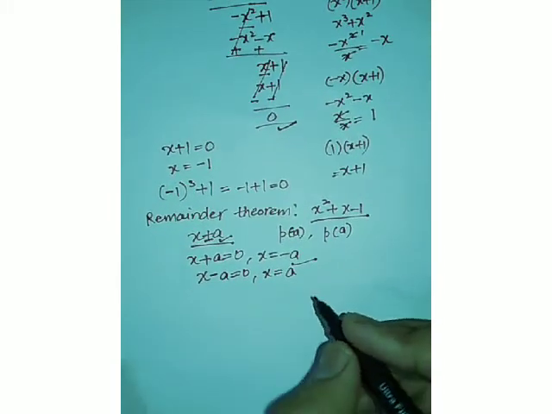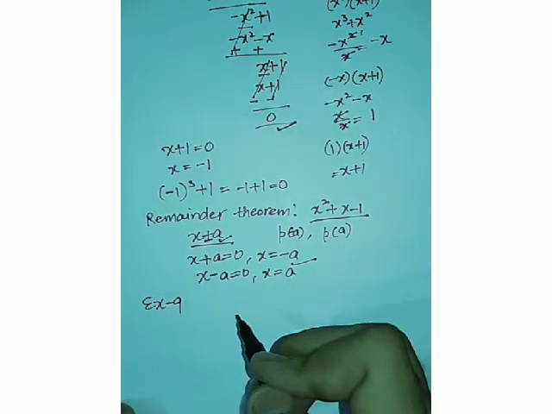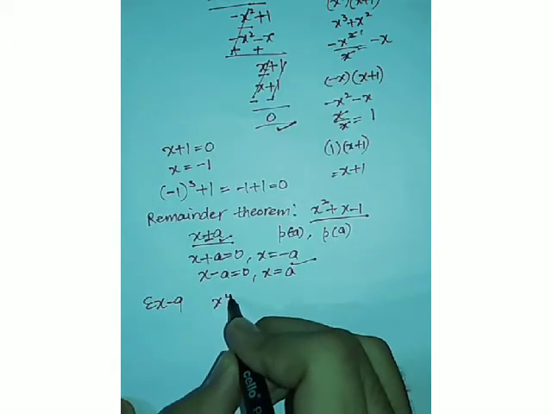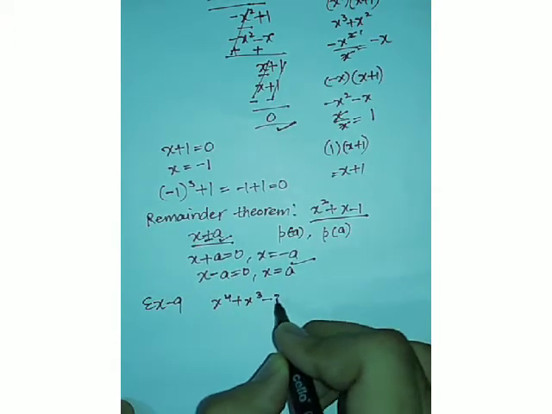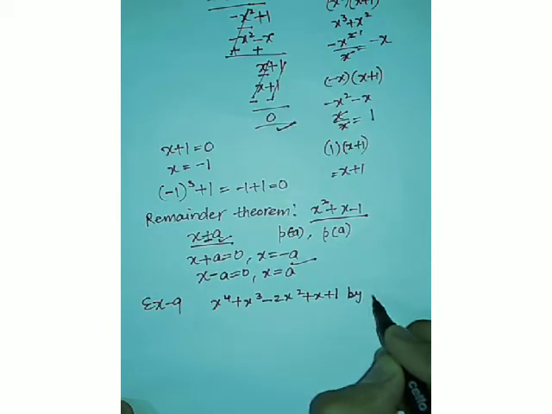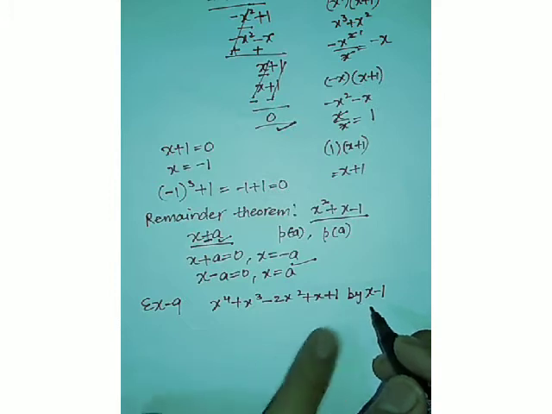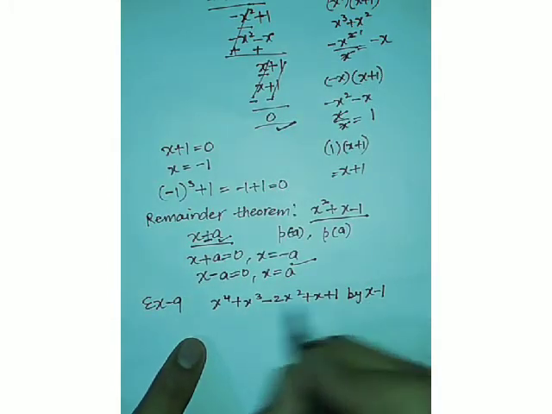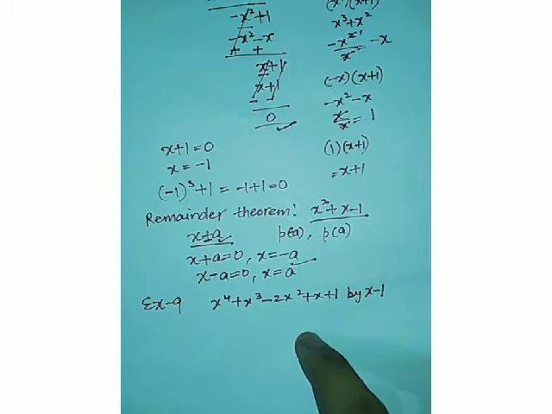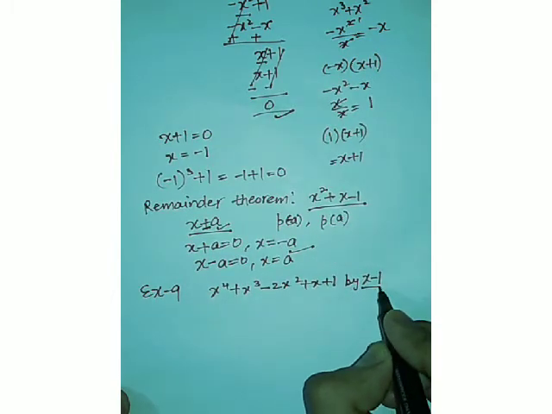theorem. Example 9. In this they have told us to find the remainder when x raised to power 4 plus x cube minus 2x square plus x plus 1 is divided by x minus 1. Now if a student does not know the remainder theorem, he or she will divide the whole polynomial by the long division method, but it's very laborious. You know that in the long division method, there is a huge chance of making mistakes. So we will simply apply the remainder theorem.